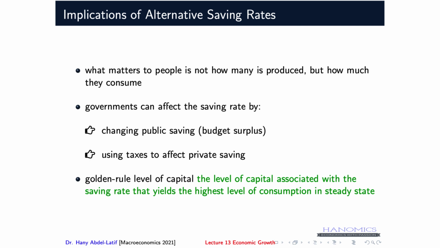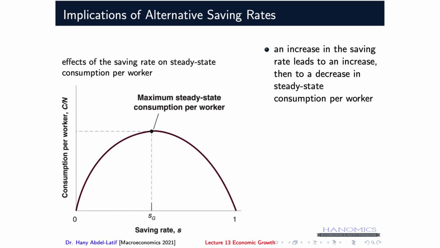So if we want to plot that, let's say we have the saving rate on the horizontal axis, and on the vertical axis we plot the consumption per worker. An increase in the saving rate leads to an increase, then a decrease in the steady state consumption. So it goes like an inverted U-shaped relationship. Basically, any point before that SG, that point which would maximize the steady state consumption per worker.